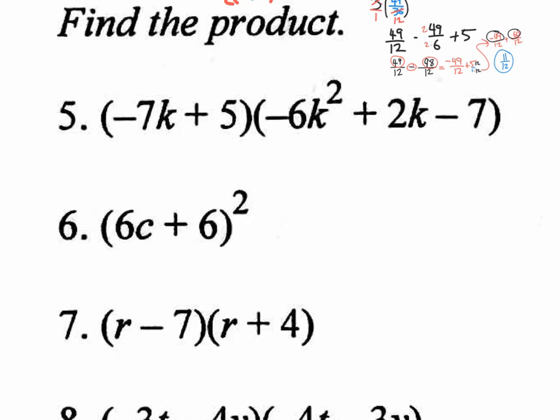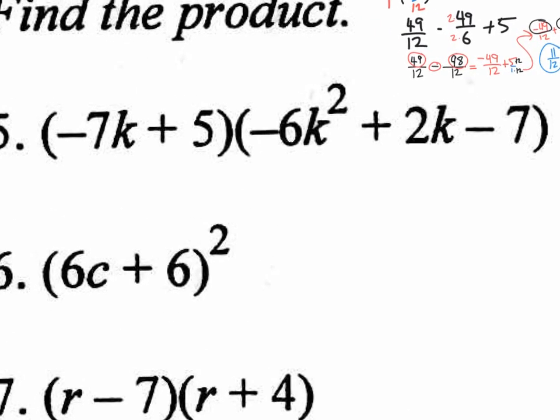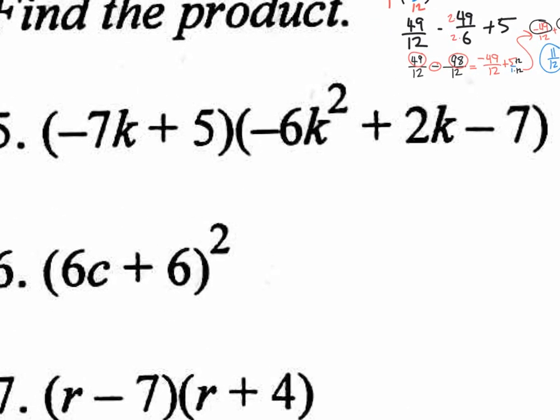The next section is find the product. We're going to be multiplying. And obviously when you have binomials and trinomials, you're going to be distributing, right? When you have variables in general, you distribute. So on number five, this is going to take a good minute or two to do. We need to take the negative 7k and multiply it by negative 6k squared.